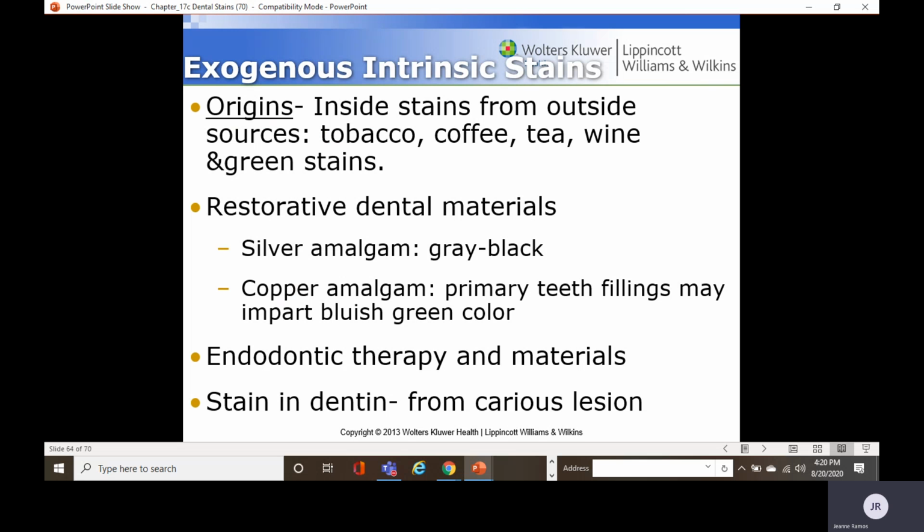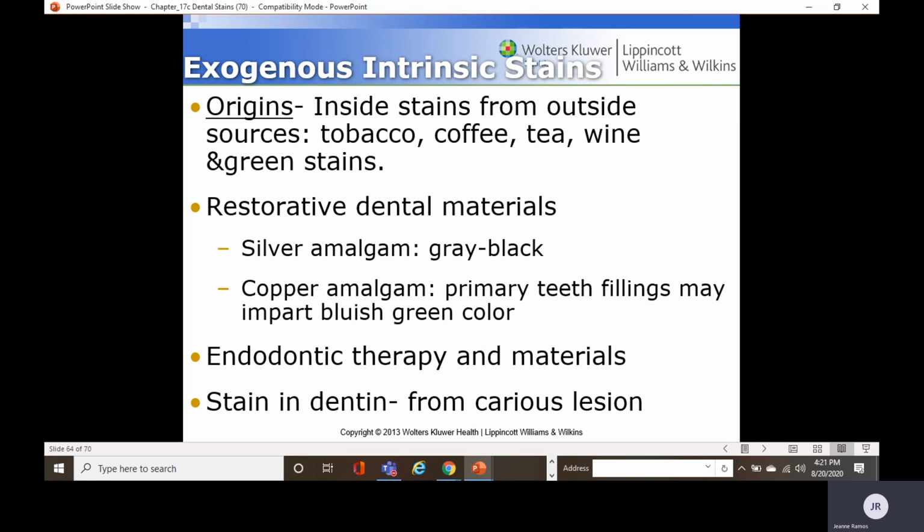So this would be exogenous intrinsic stains, stains originating inside the tooth from outside sources. Could be tobacco, coffee, tea, wine, and green stains. Restorative dental materials, silver amalgam, could be gray or black. Copper amalgam, primary teeth fillings, may impart a bluish green color.